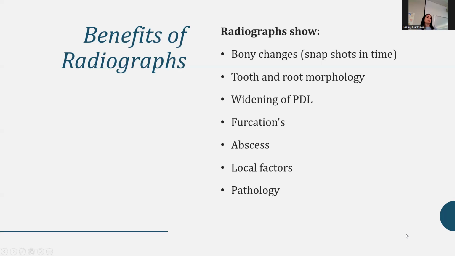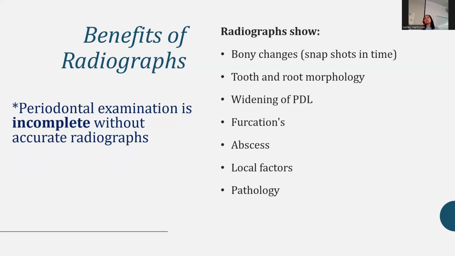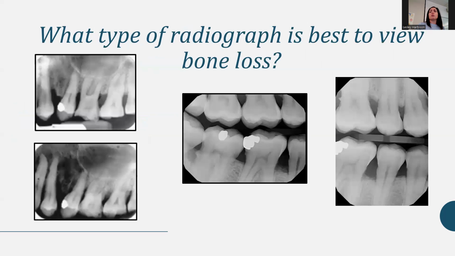All of that you can see on a radiograph, especially the more progressed it is, then you'll see it even more clearly. Periodontal examination is incomplete without radiographs. So anytime you're doing a root planing, SRP, pull your x-rays up. Always, just have that burned into your brain. When you go out and practice, you don't start your procedure without the x-rays, because your perio chart and your x-rays will help you so much.